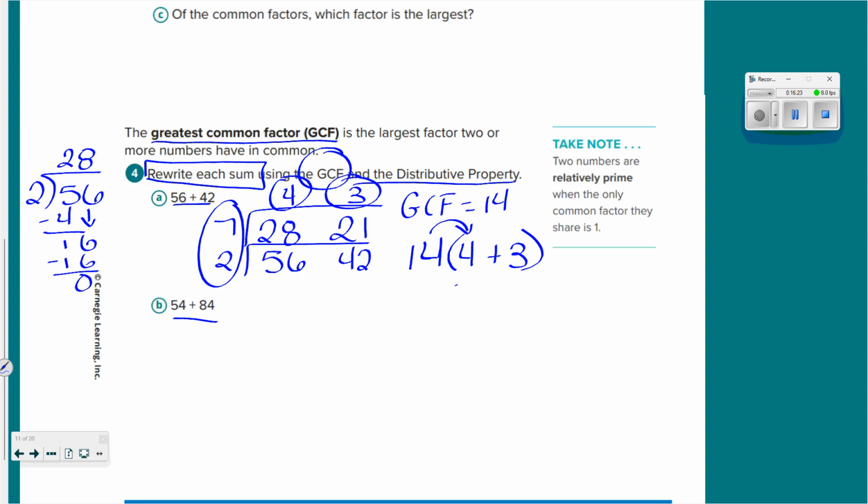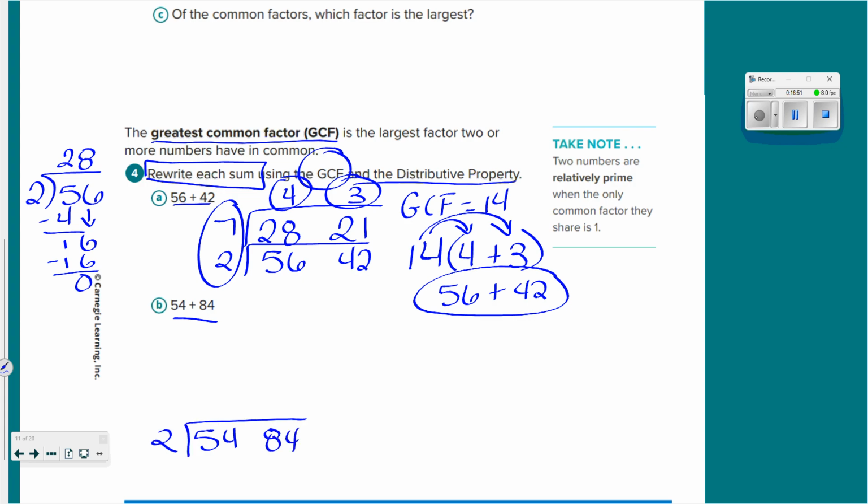All right, 54 and 84. Can both of those be divided by 2? 2 goes into 54 how many times? Let's see. 2 goes into 5? 2 times. That's 4. Leaves 1. Bring down my 4. 2 into 14? That's 14. Leaves 0. So 27. 2 goes into 84. 2 goes into 8 how many times? 4. 2 goes into 4 how many times? 2. So that's 42.